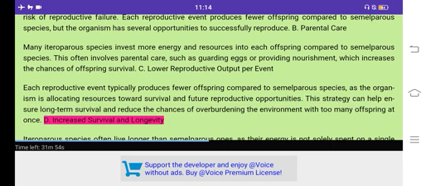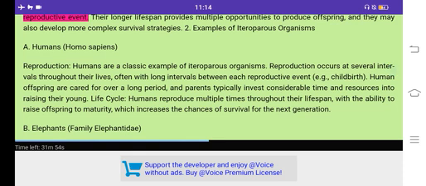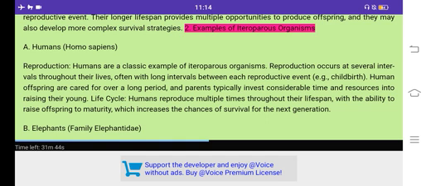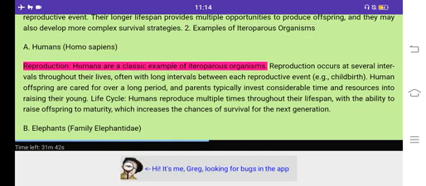D. Increased survival and longevity. Iteroparous species often live longer than semelparous ones, as their energy is not solely spent on a single reproductive event. Their longer lifespan provides multiple opportunities to produce offspring, and they may also develop more complex survival strategies. 2. Examples of iteroparous organisms. A. Humans. Homo sapiens. Reproduction.